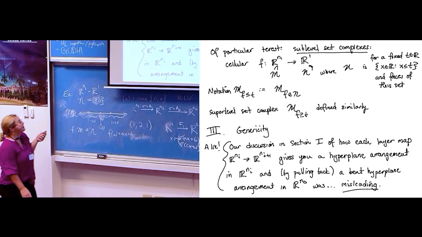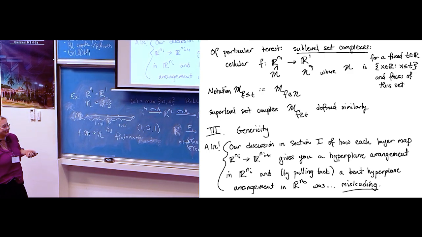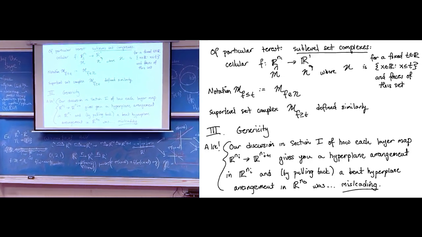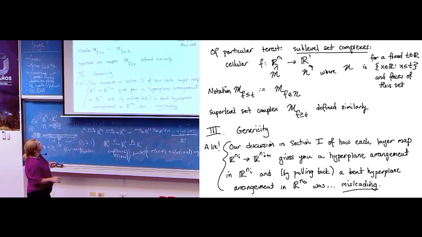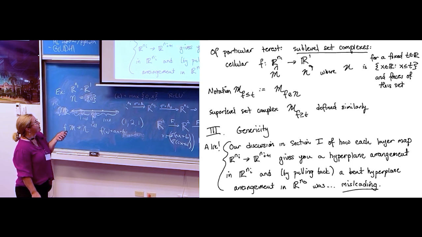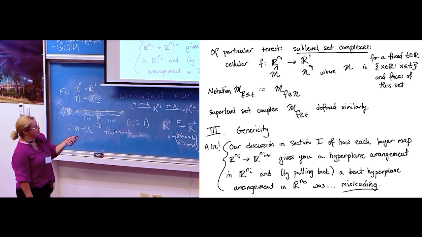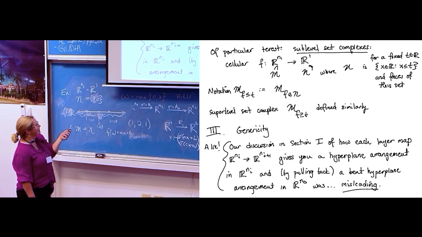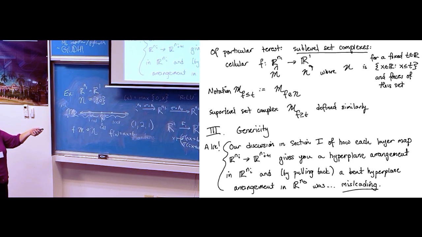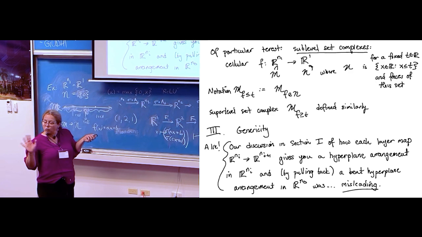Okay. So part 3, I want to talk about genericity. First, I have to tell you, I lied to you. Well, okay, I didn't quite lie to you, but it was a little bit misleading. In our earlier discussion, we talked about how for each layer map, you get a bunch of hyperplanes in the domain, and then you pull these back all the way to R^n0. That was not quite the full picture.